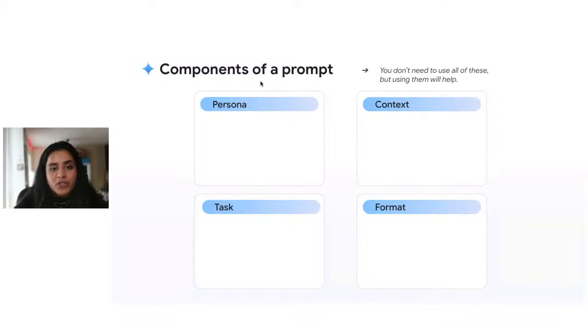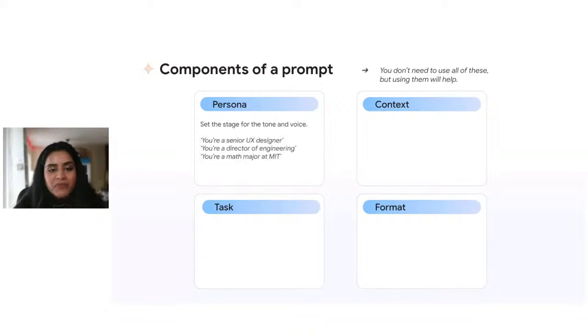Here is a basic structure of a prompt. It has four components: persona and context are the ingredients, and task and format are the instructions. So I'll describe each of them briefly with an example of a cake decorator. So keep that in mind.